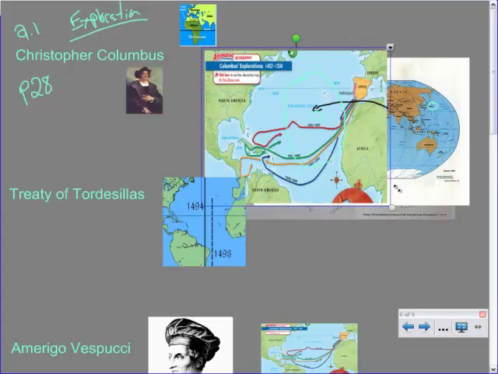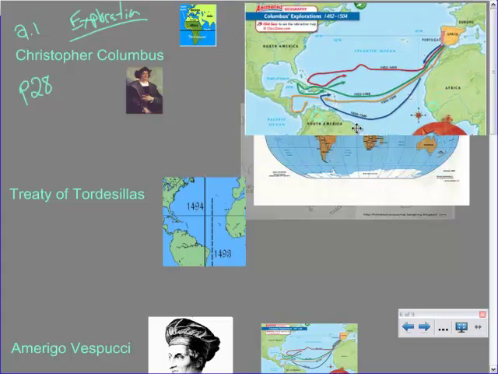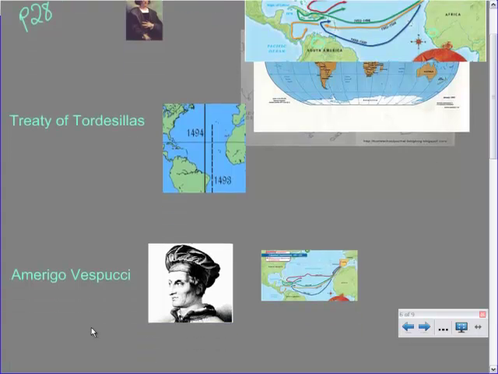These are some of his voyages. This is a picture that is in your book. Or something similar to this is in your book anyway, but you can take a look at that if you'd like. Moving on to the Treaty of Tordesillas. This is going to be found on page 30.